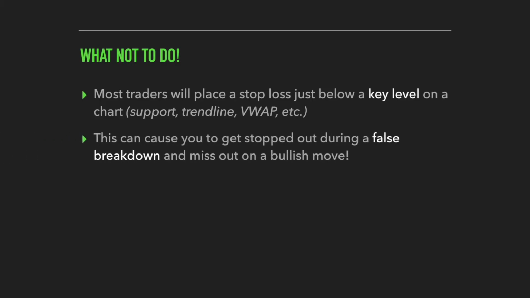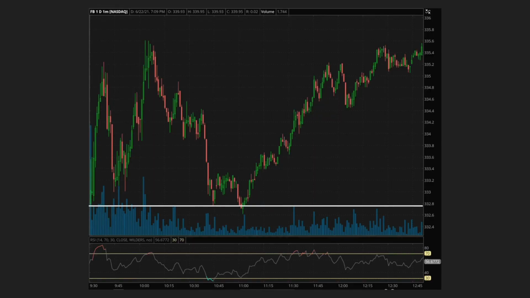And unfortunately, many new traders are not, which is going to cause them to get stopped out during a false breakdown below one of these key levels on the chart, and then they're going to miss out on the bullish move that happens afterward. So for example, if we take a look at this chart for Facebook, you can see that at the market open at 9:30 a.m. Eastern Standard Time, Facebook forms a low and actually spikes back up. So that low point at the open is naturally going to become a little bit of a level of support, being that it is the opening range low.